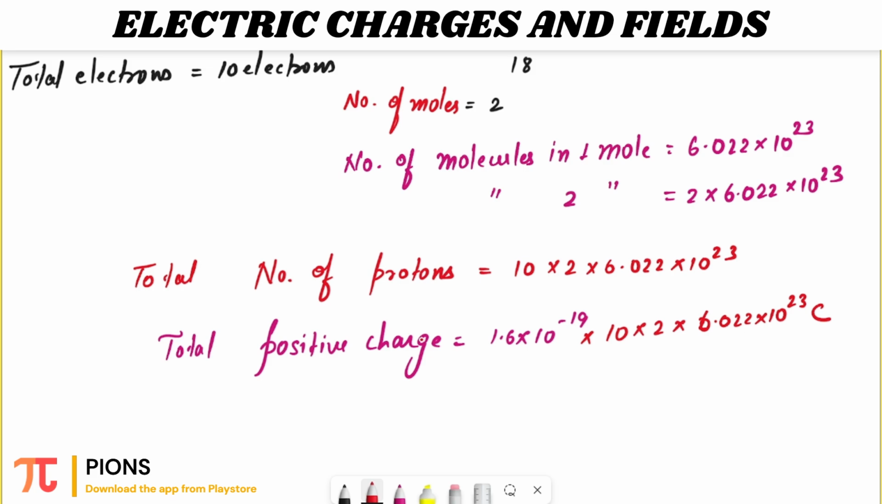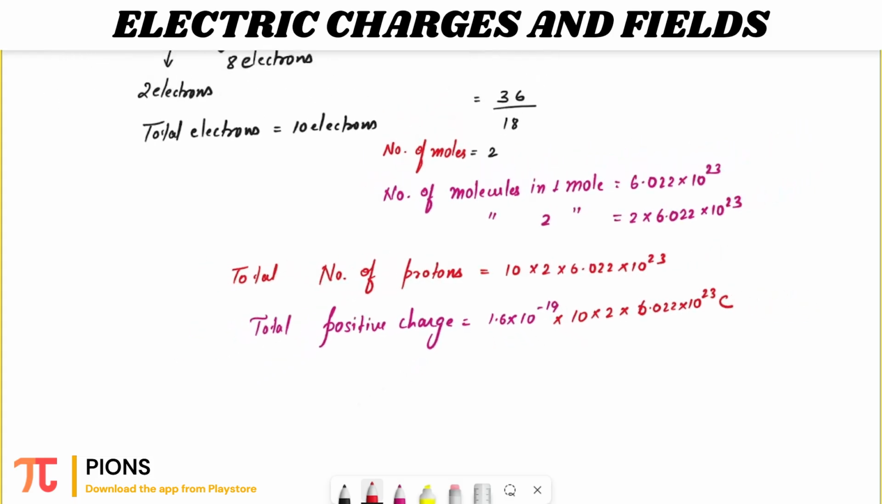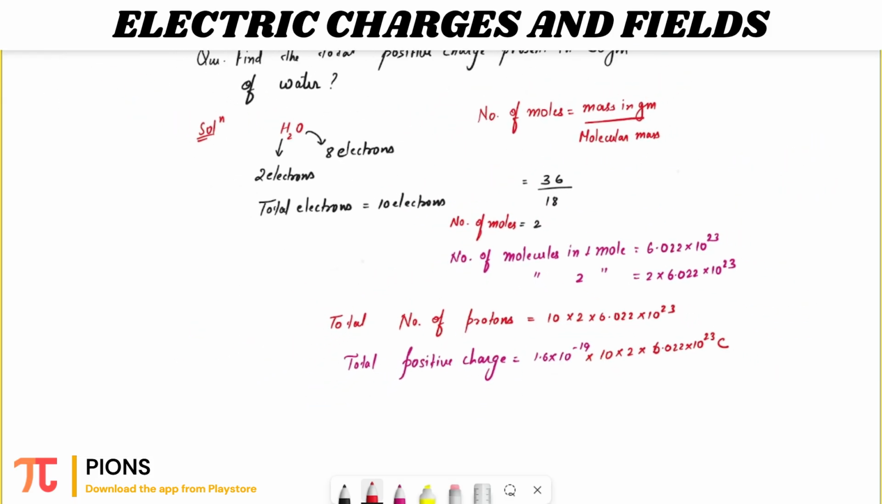So sir, water 36 grams, or ideally speaking a cup of water, contains this much positive charge. So why don't we feel shock? Because the total positive charge is equal to the total negative charge. So the overall charge of the water will be neutral, right? So this is the way we calculate the total charge. Understood? Yes, you can take a screenshot.